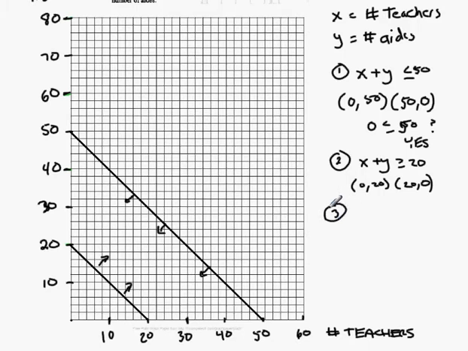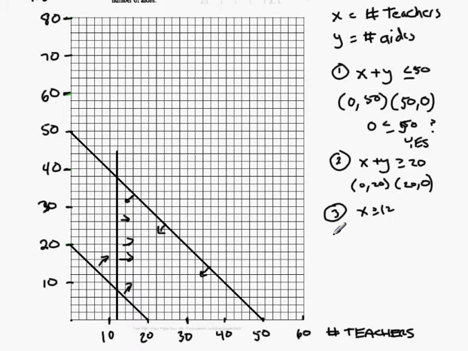Our third restriction is that there must be at least 12 teachers on staff, so that means X must be greater than or equal to 12. This is going to be a vertical line crossing the x-axis at 12. So each of these represents 2, 4, 6, 8, 10, 12. So I'm coming up right here, graphing a line. And here, it's greater than, so it's going to the right. So my shading is this point right here.